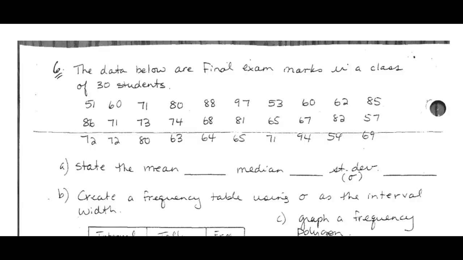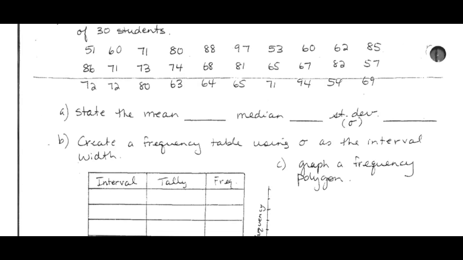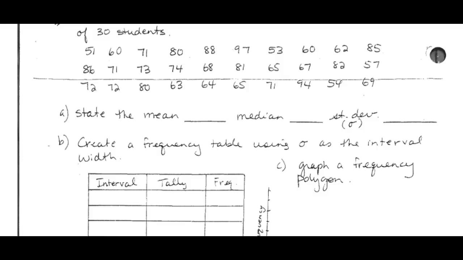Data below are final exam marks in a class of 30 students. State the mean, the median, and the standard deviation. Okay, what do we got to do with these numbers? Got to put them in our calculator. We're going to make you do 30 on the test? No, we'll make you do 20 on the test. Okay? Check the numbers as you enter them, right? Because you're going to get everything wrong if you slip, right? So if you entered a 6 instead of a 60, it's not going to be good, right?